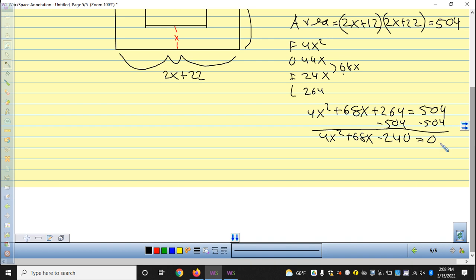Now we should check for a greatest common factor. 4 does go into 4, 68, and 240. So our GCF is 4. So I'm going to take that out. 68 divided by 4 is 17. And negative 240 divided by 4 is negative 60.